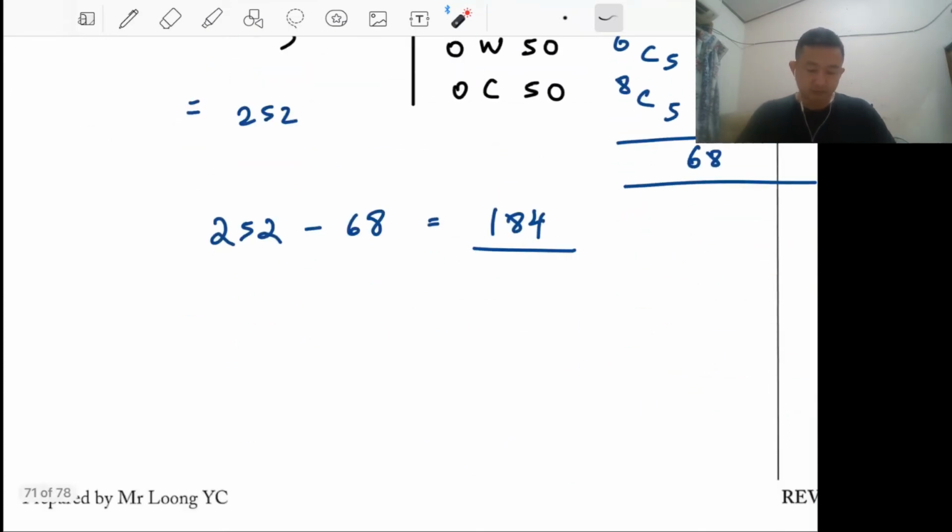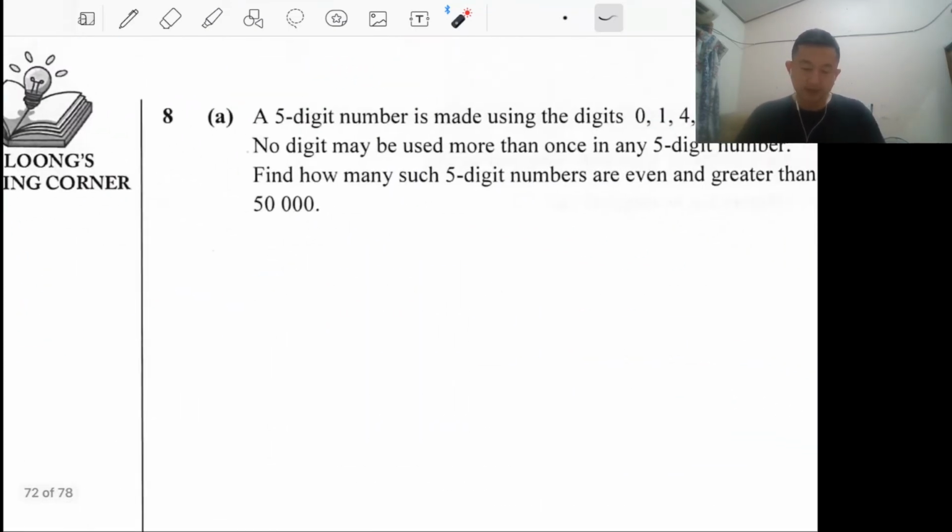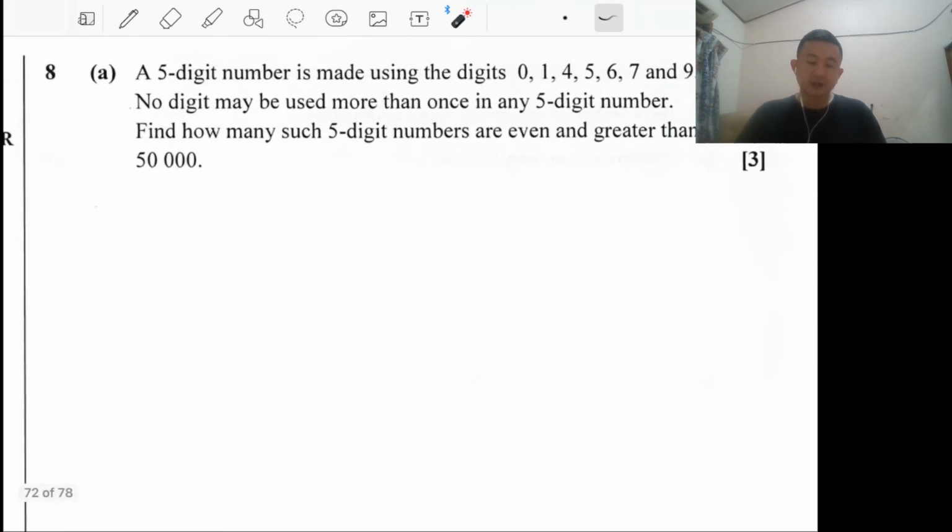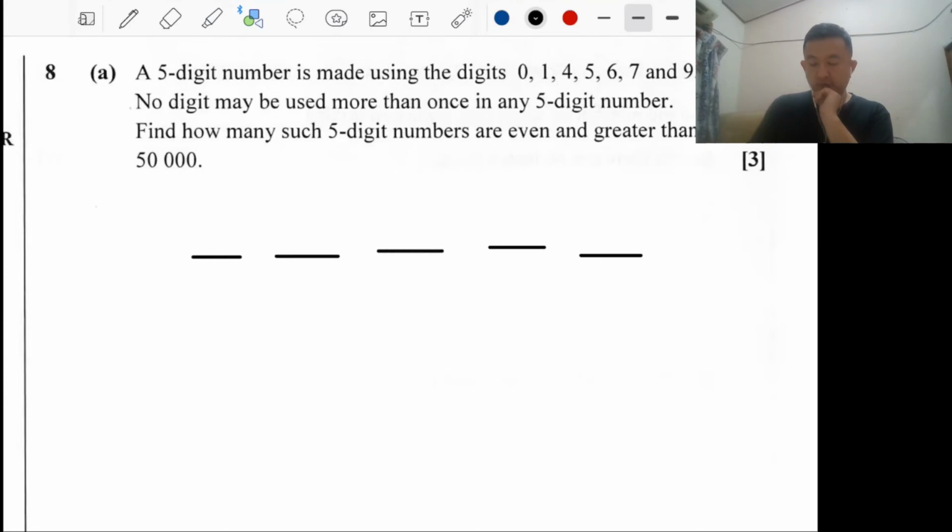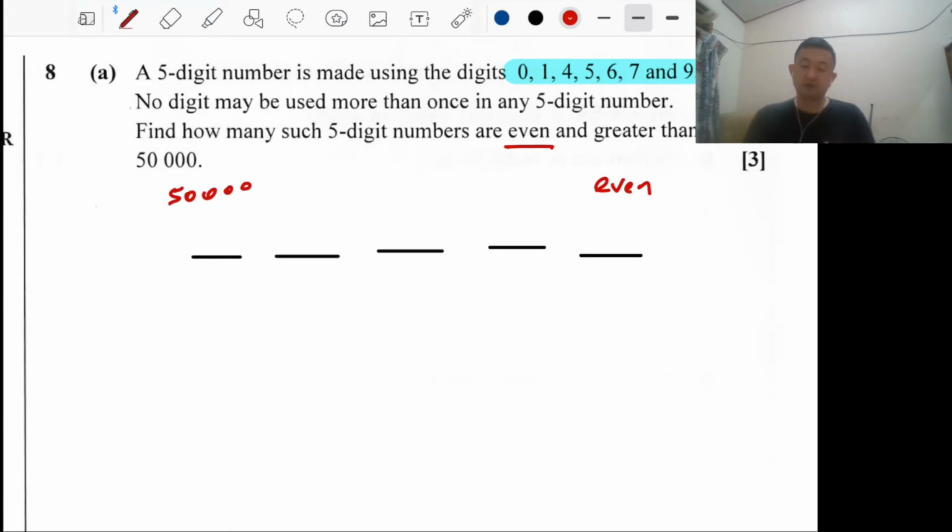Alright, then any more? Yeah. A 5-digit number is to be made using the digits 1, 2, 3, 4, 5, 6, 7, 7 digits. So find how many 5-digit numbers are even. First criteria, it has to be even. So this one has to be even. The last digit. And greater than 50,000. This one has to be greater than 50,000.